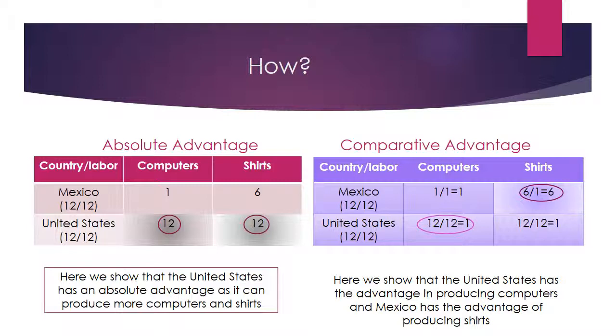So Mexico, for instance, every time they make one computer, they risk the cost of 6 shirts. On the other hand, every time the United States creates one computer, then the cost of producing that one computer is 1 shirt. So as you can see here, it would be more beneficial for Mexico to create shirts and then the United States to stick with computers. That is what we call comparative advantage. Because for the same units of labor, Mexico would be able to have more shirts, and then the United States would be able to produce more computers.